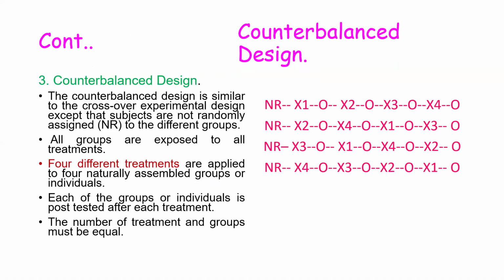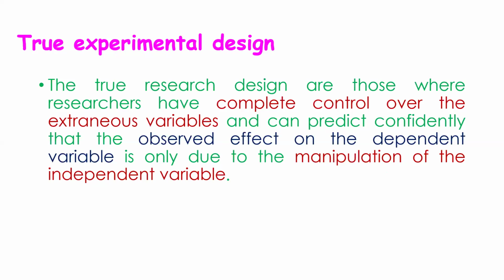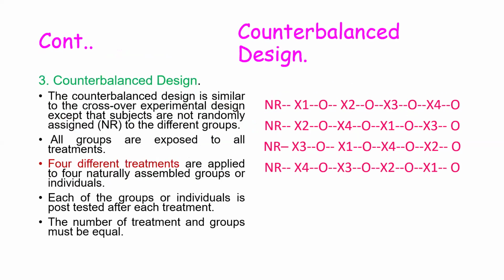Likewise, we can have 4 groups where 4 different types of treatment can be applied, and at last each group or individual has a post-test after each treatment. So the number of treatments and the groups must be equal. This is very important: when you think of a counterbalance design, there should be 4 treatments and 4 groups of people, so it should be equally distributed. And this is what quasi-experimental design is.